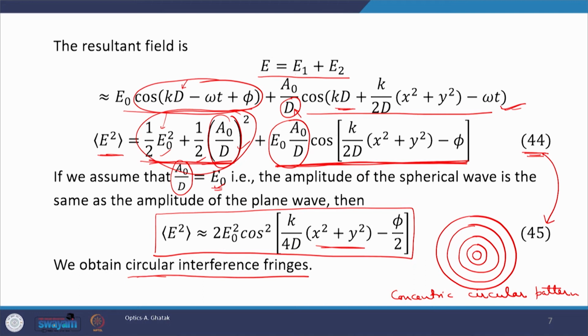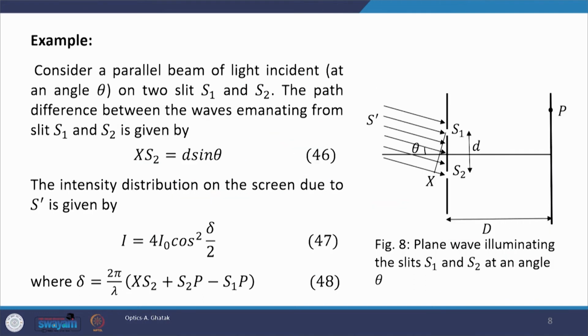Okay. Now, this is all about problem number 2. Now, we will move to our next problem, and the description of the next problem is as follows.